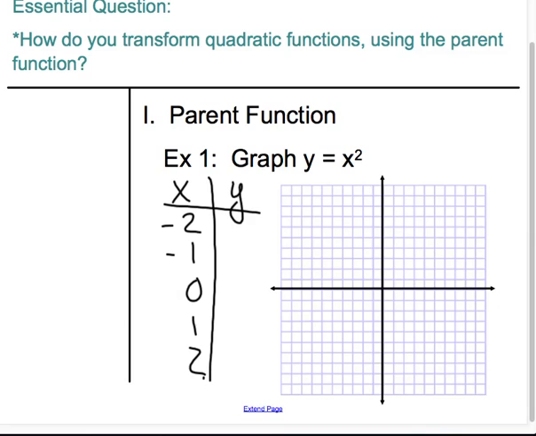So -2 squared, remember a negative times a negative is positive, so we get 4. -1 squared is 1, 0 squared is 0, 1 squared is 1, and 2 squared is 4. So we plot those points on our graph. Connect them with a smooth curve. It's helpful if you hit all of the points. And there's our parabola. So again, what we're going to be doing is using this parent function and just shifting it or stretching and compressing it.